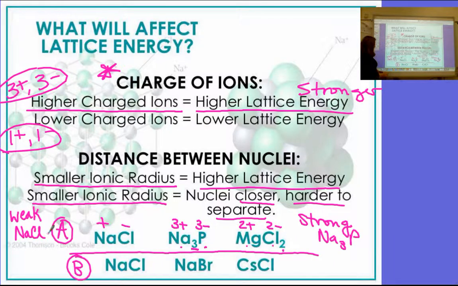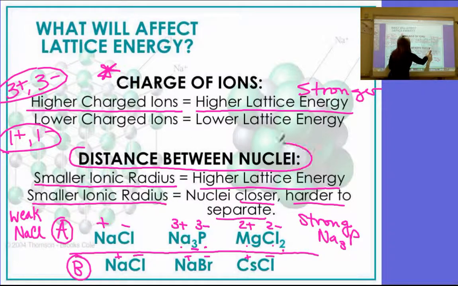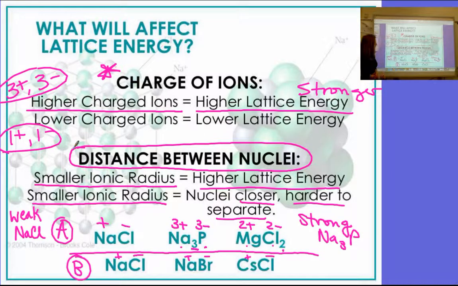If we look at sample B, you'll notice that this is sodium plus 1, chlorine minus 1, sodium plus 1, bromine minus 1. Cesium is also a plus 1, chlorine's a minus 1. So now I can't tell based on the charge of the ions because everybody is a 1. So now I have to look at this second thing, the distance between the nuclei. Remember, the strongest ones are going to have the smallest radius. The weakest ones are going to have the largest radius.